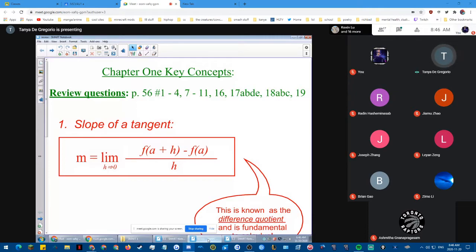A always has to be positive, always, always, always. You cannot have any decimals or fractions. A, B, and C must be integers. Okay, so no fractions, no decimals in standard form. Okay? Yes. How would you find the equation of a tangent?